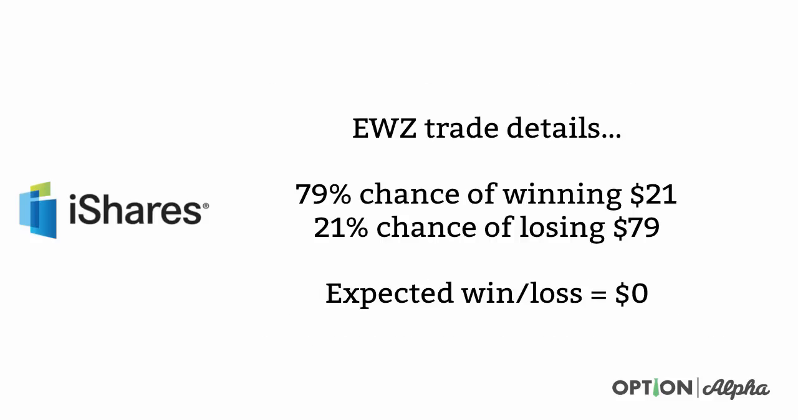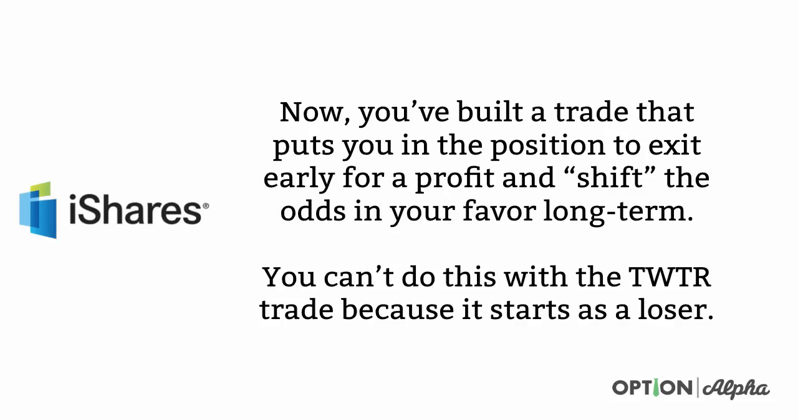So if we made the EWZ trade, the details would be as follows. A 79% chance of winning $21 and a 21% chance of losing $79. So at the end of the day, if we made this trade over and over and over again, or a trade very similar to it, our expected win or loss would be basically zero. And this is where most people would come in and say, aha, it's a zero-sum game. But now that you've built a trade that puts you in a position to exit early for a profit and shift the odds in your favor, you can now win out with a trade like EWZ as opposed to Twitter, because Twitter starts itself as a loser.